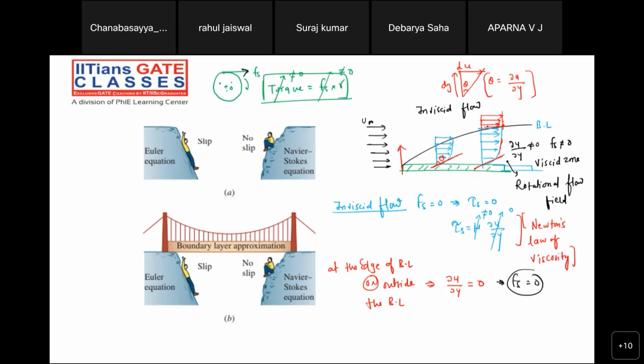But outside the boundary layer, we don't have such torque phenomena, because here the viscous force will be zero. Shear force or viscous force, all the things are the same. And if that is equal to zero, this zone will be called an irrotational flow domain.